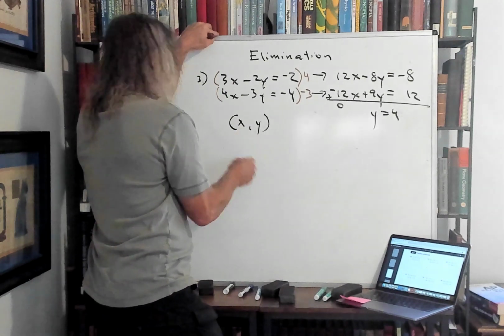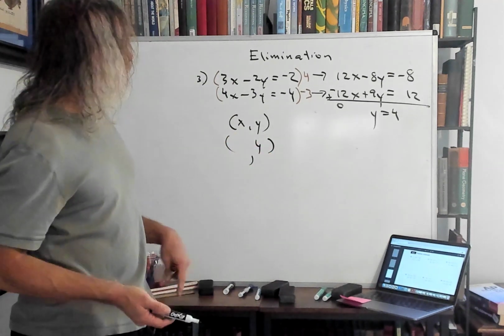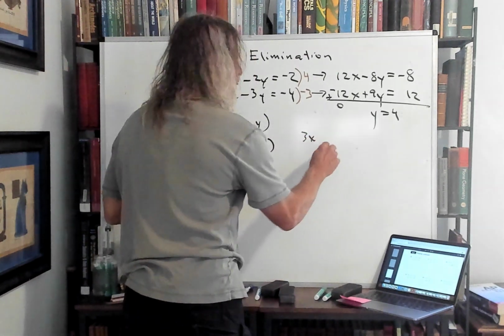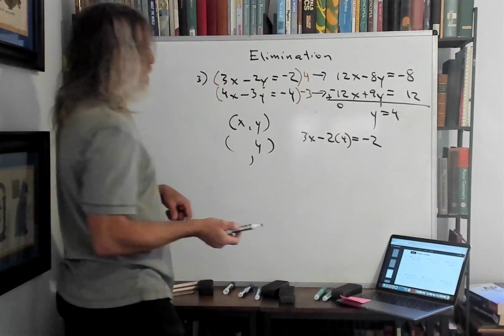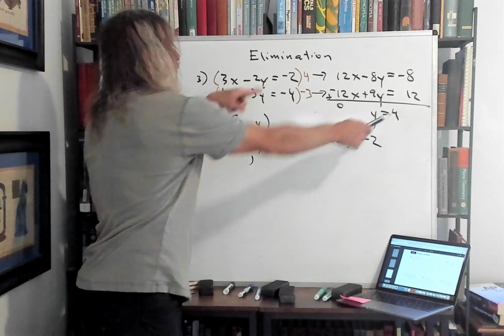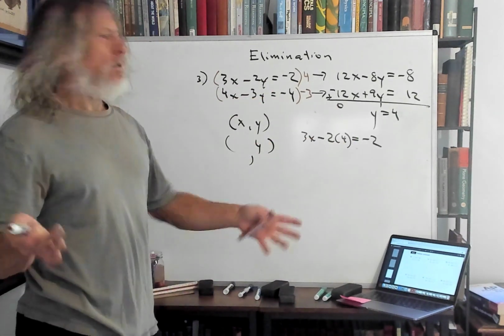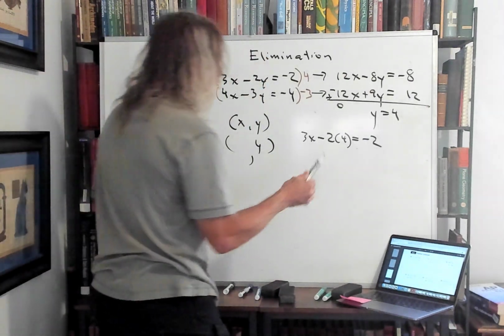So remember, we want to get an x and a y, it's our solution. So far, we got the 4. I need to know what x equals. So I get this equation, 3x minus 2 times 4, equals negative 2. I put 4 in place of y. The same exact thing, but there's a 4 where the y was. Then just work it out, as we've done throughout the year a lot.